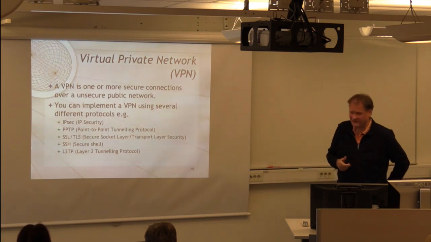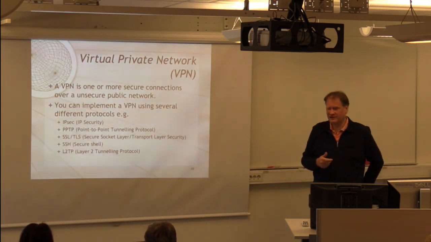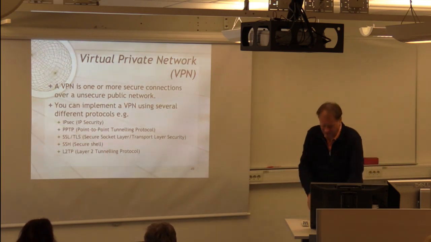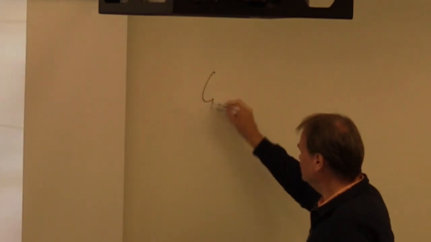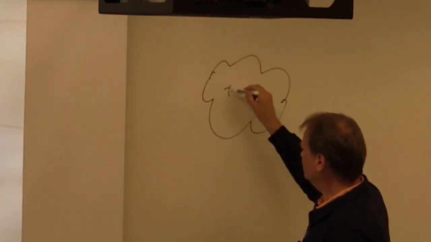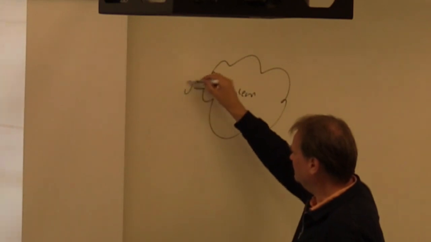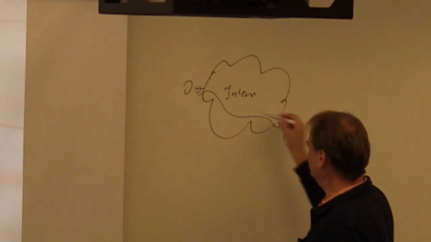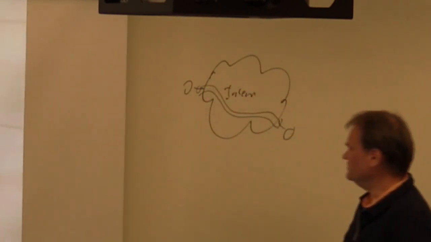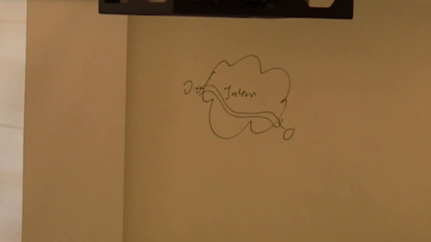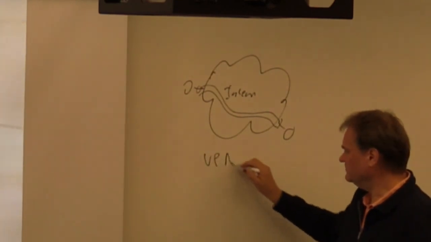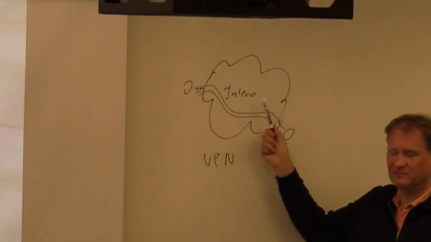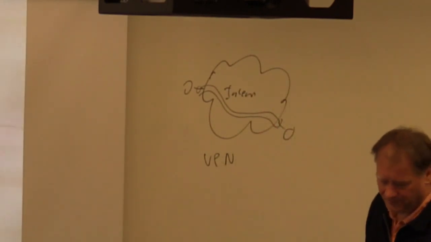Someone mentioned virtual private networks before, and a virtual private network is really a tunnel through a network. We have some general network here, typically the internet, and then we have different hosts here. Then we create these tunnels through the network, which are encrypted and secured. So that is a VPN, a virtual private network that is using a public network, but with added security.